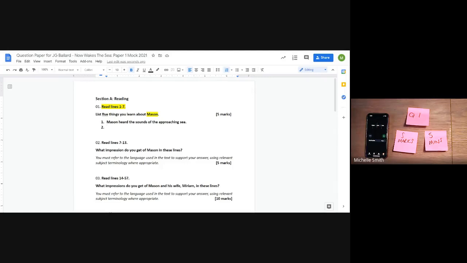Do not go beyond lines 1 to 7, okay? And make sure that they are about Mason. What I would do is get your phone and set a timer for 5 minutes, and I would have a go at that question now.